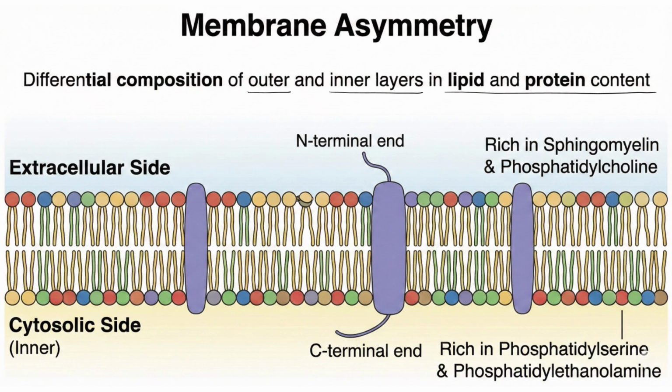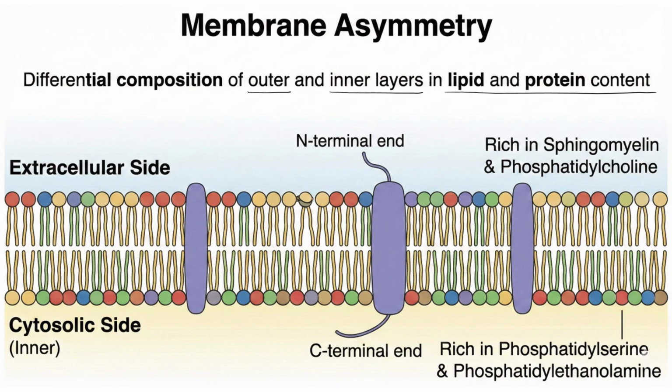Then next, coming to the membrane asymmetry. The word asymmetry regarding the membrane means that there is differential composition of the lipids and the protein contents in the outer layer and the inner layer. The outer layer is the layer facing the extracellular side, whereas the inner layer is towards the cytosolic side.